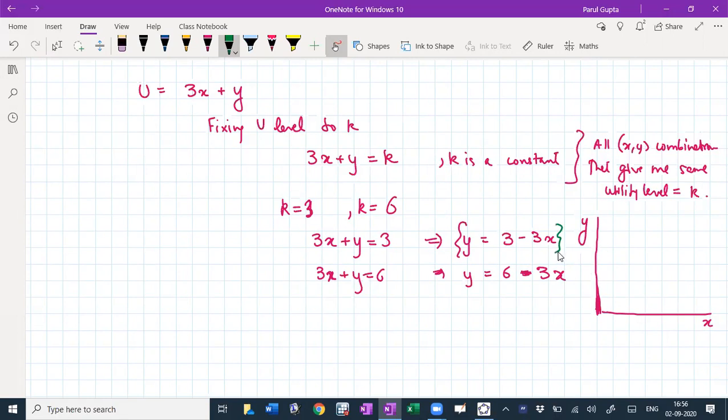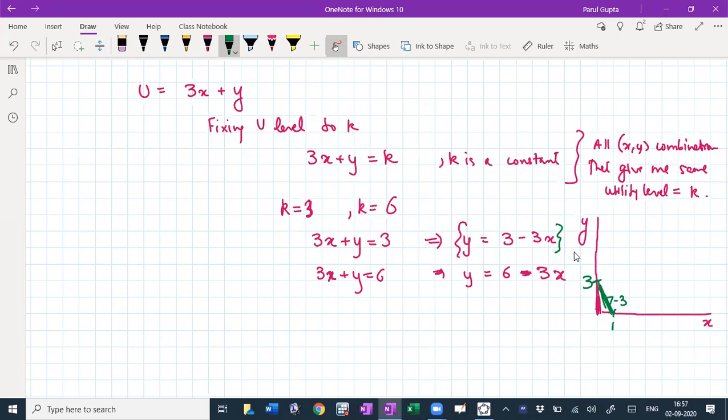Yes, so this one, the y-intercept will be what? 3. When x is 0, y will be 3. That's right. And when y is 0, x is going to be equal to 1. So this is a straight line with slope minus 3. Just 3 divided by 1, and because it's downward sloping, I'm putting the minus sign in front of it.